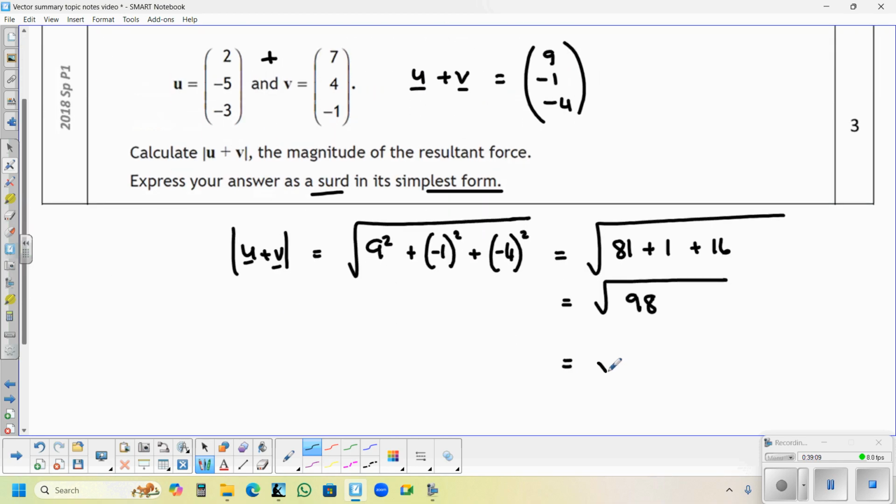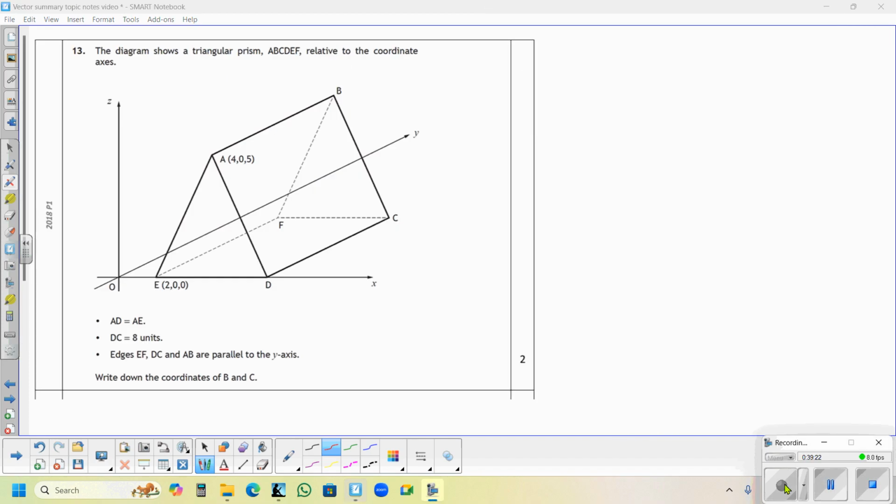The square number that divides into 98 is 49. So it's 49 times by 2. Break your root sign down the middle, and that gives you the square root of 49 is 7, root 2. So when you're doing them, you'll start to see the same pattern of numbers.